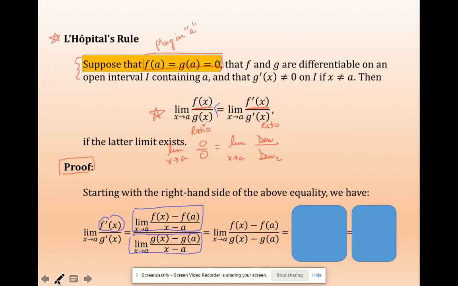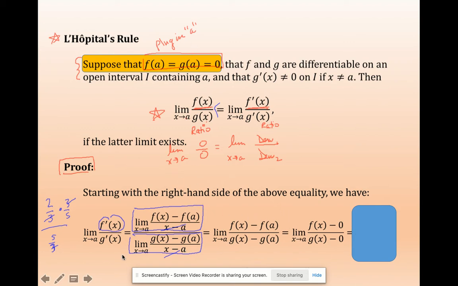I mean, just use your elementary school fractions, right? 2/3 divided by 5/3 is the same as 2/3 times 3 over 5, and the 3's cancel out, right? So the x minus a's canceled out, and I have f of x minus f of a over g of x minus g of a. But look at that gold box. What does it say about f of a and g of a? Oh, snap. That's why you have to satisfy this condition first.